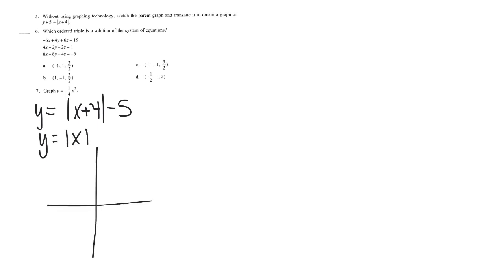Without using graphic technology, sketch the parent graph and translate it to obtain the graph of y plus 5 equals the absolute value of x plus 4. So I'm going to make this y equals the absolute value of x plus 4 minus 5, subtracting 5 from both sides. The parent graph is y equals the absolute value of x. So that's just at 0, 0, up 1 over 1, like this.